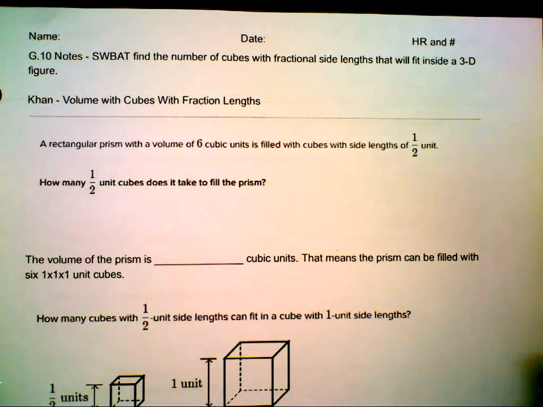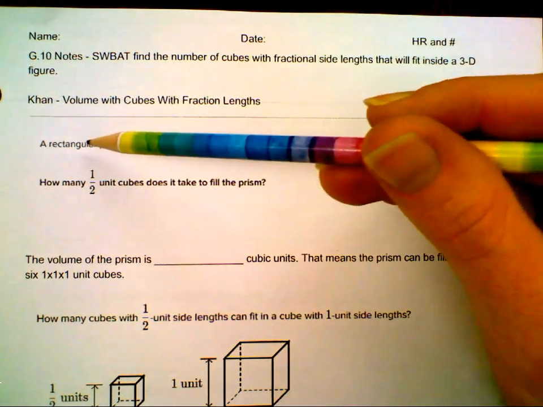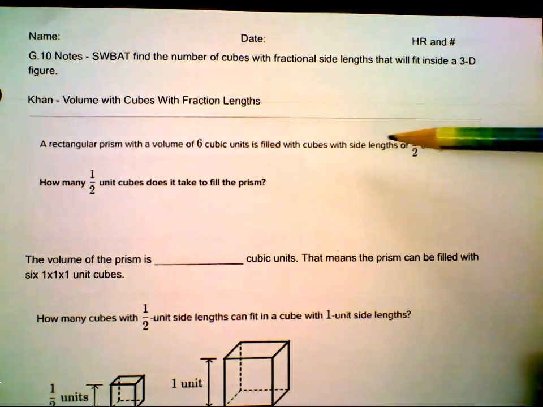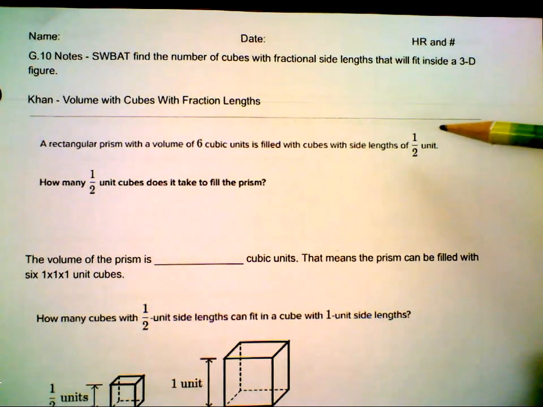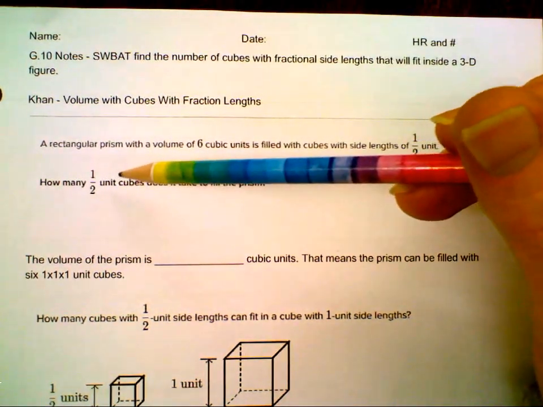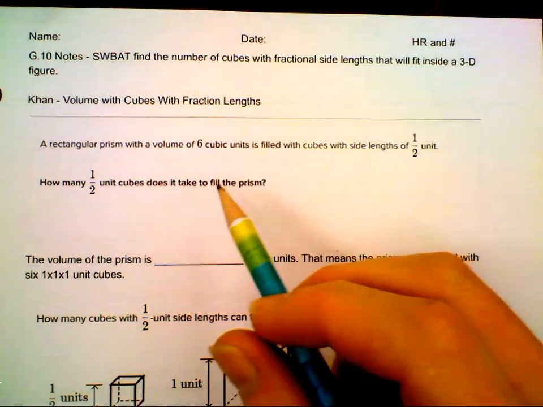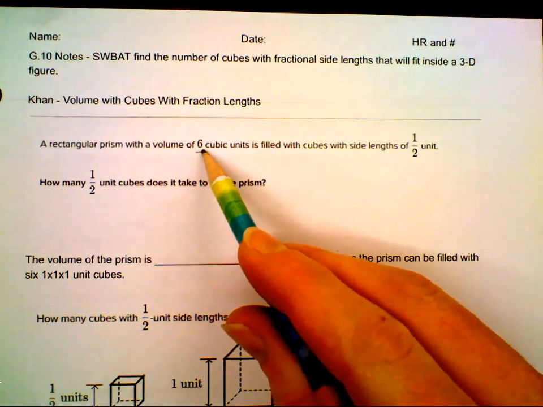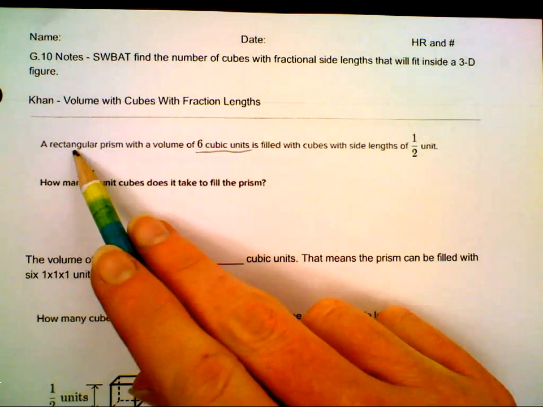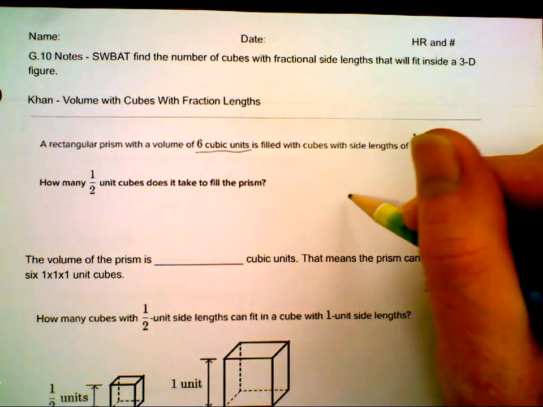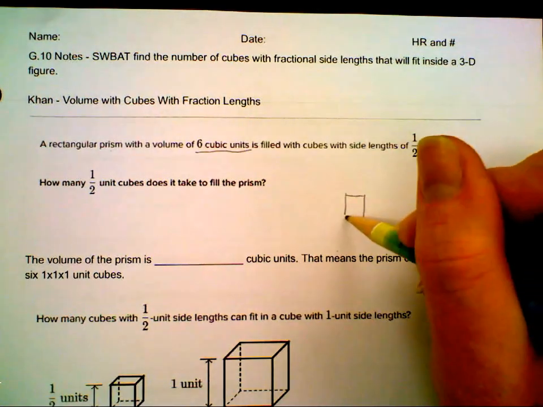Our first question: a rectangular prism with a volume of 6 cubic units is filled with cubes with side lengths of 1/2 unit. How many 1/2 unit cubes does it take to fill the prism? It gives us already the information of the larger shape, the rectangular prism with a volume of 6 cubic units. If it's helpful, you can always draw a picture to show what that looks like.